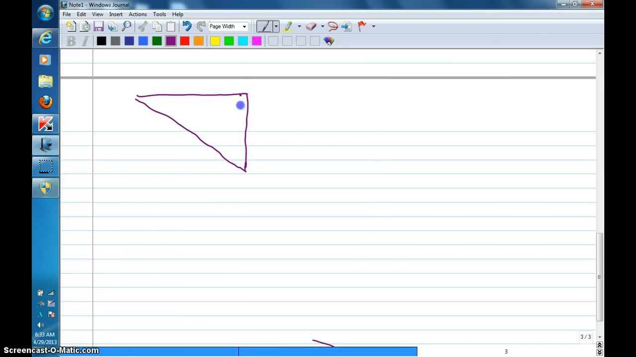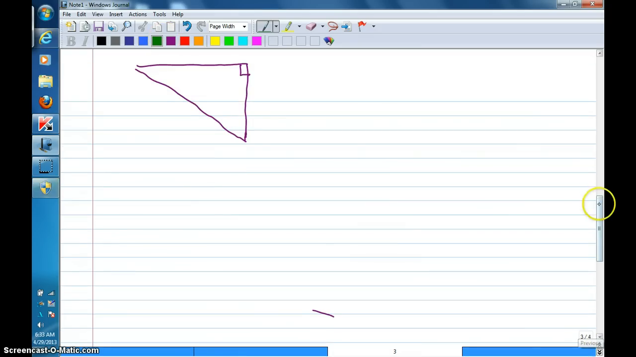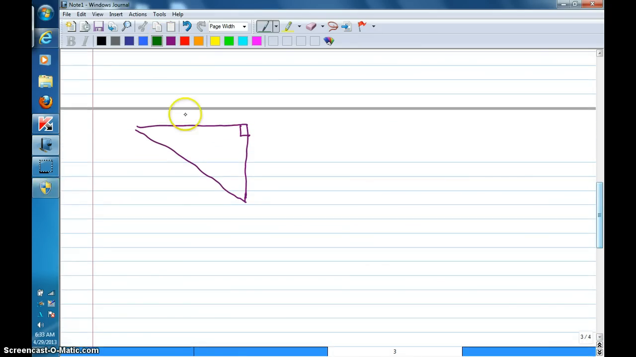I'm going to draw the right angle, and let's label one of the legs 15 meters. Let's label the hypotenuse 17 meters. So again, that's the one across from the right angle. This time, we don't know this leg.